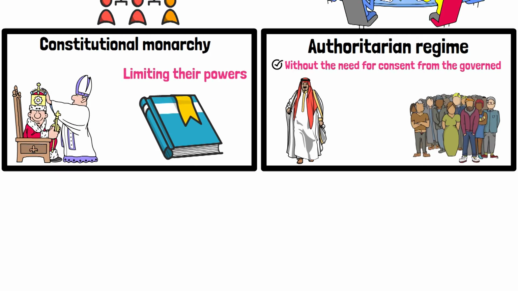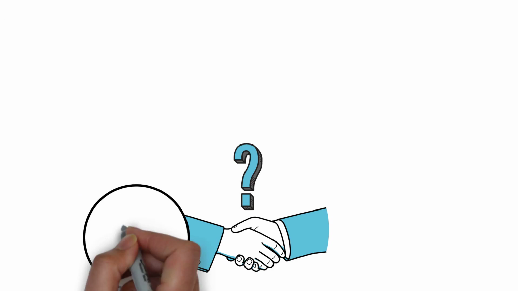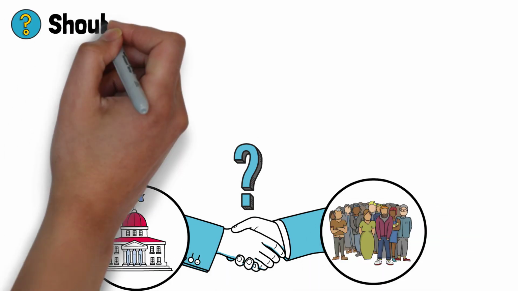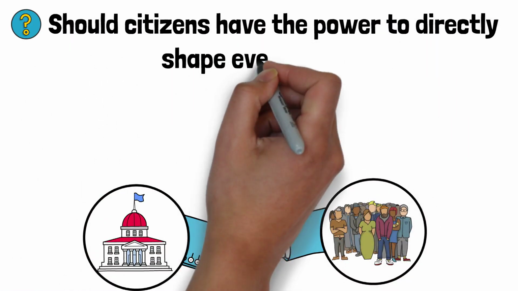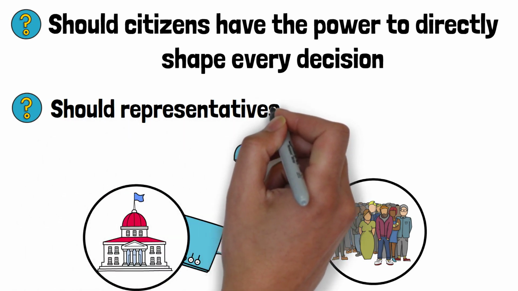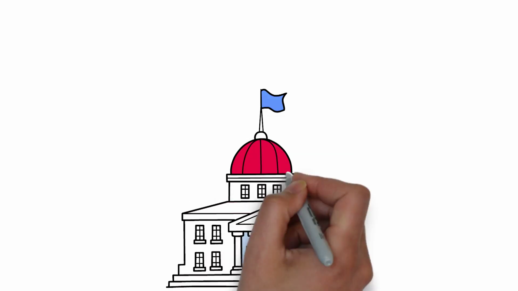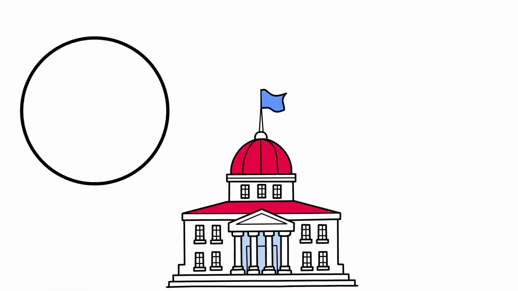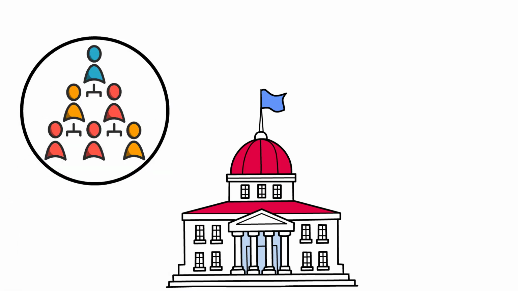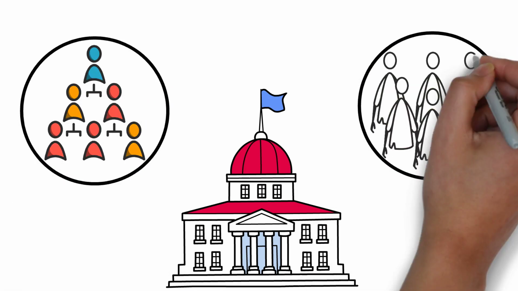Ultimately, the discussion of popular sovereignty raises important questions about the relationship between government and the people. Should citizens have the power to directly shape every decision, or should representatives act as intermediaries? Each approach to popular sovereignty has its own implications, shaping how societies view the distribution of power and the role of individuals in the political process.